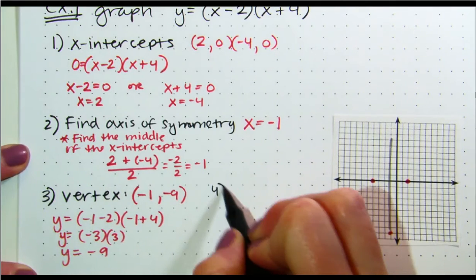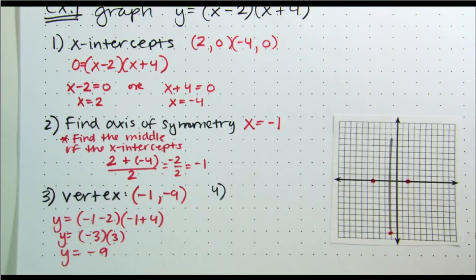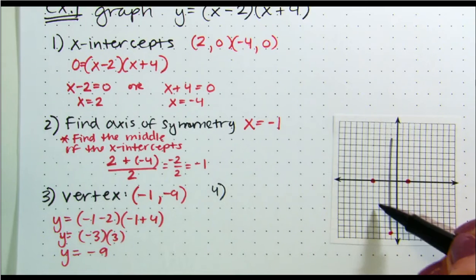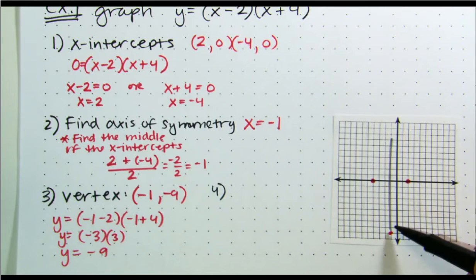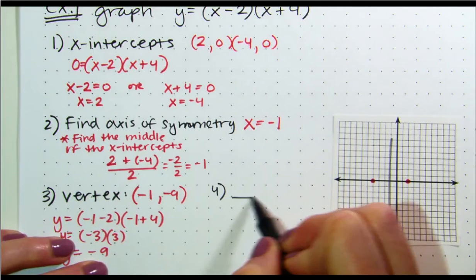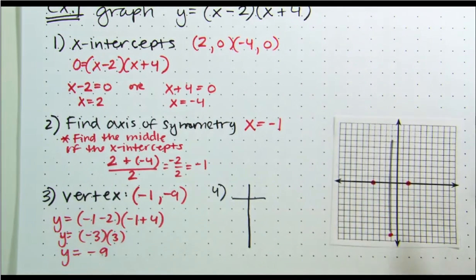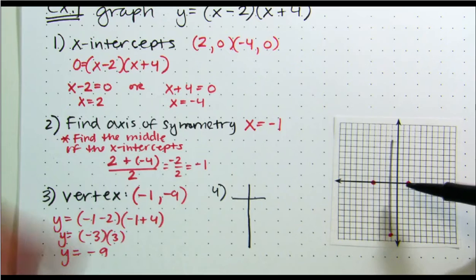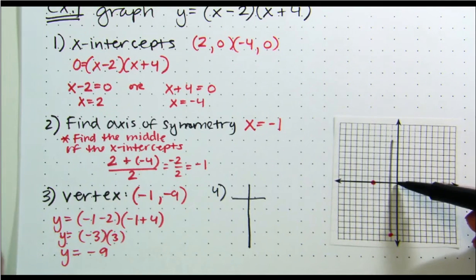The last step, step 4, is to find 2 more points. So we definitely want at least 2 more so that we can have a better visual of what this graph is supposed to look like. I can pick any 2 x's that I want. I'm going to pick 0 here because I think it'll just make the math a little bit faster.